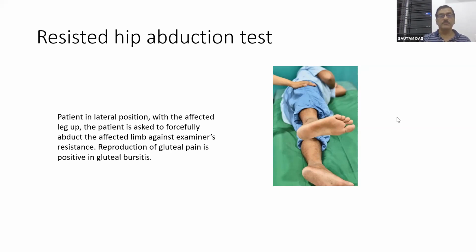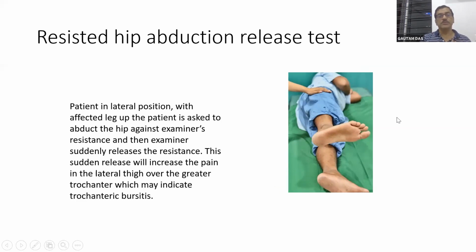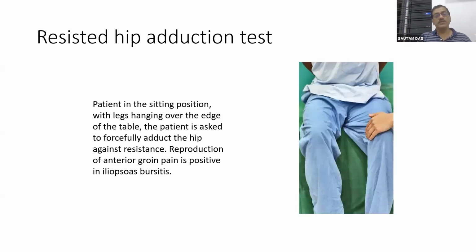Then your resisted hip abduction release test. So what we are doing here, we are resisting this, then suddenly you are releasing it. So again, this can be because of the trochanteric bursitis. Then is your resisted hip adduction test.